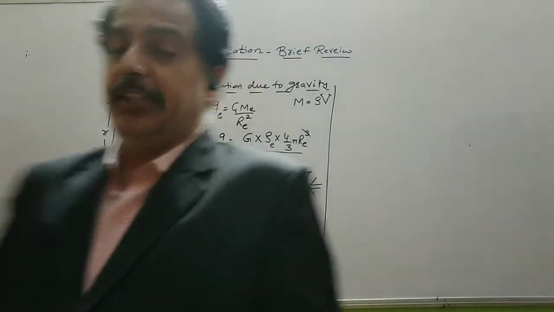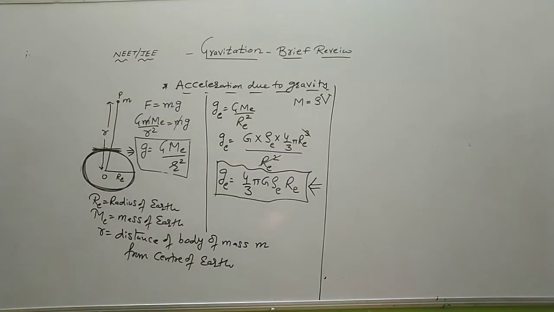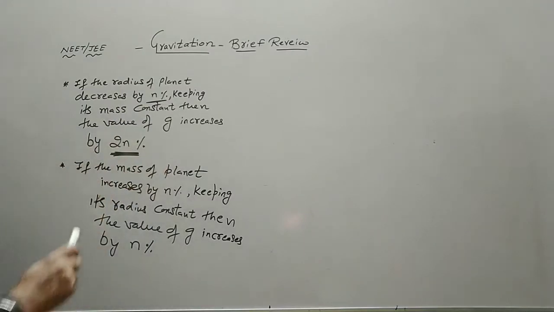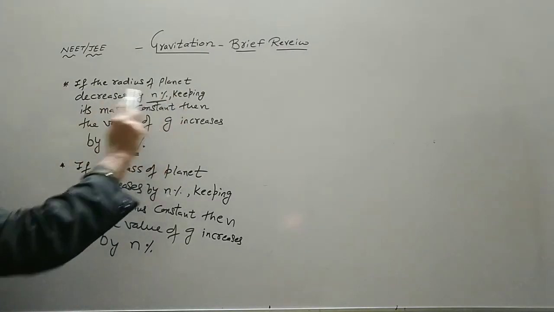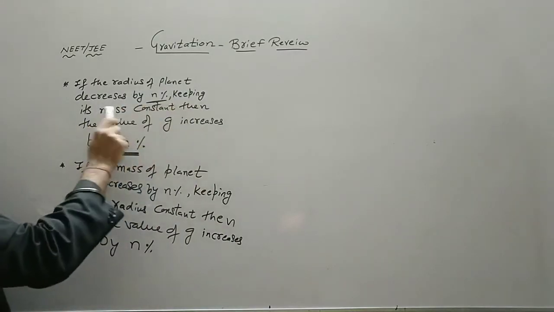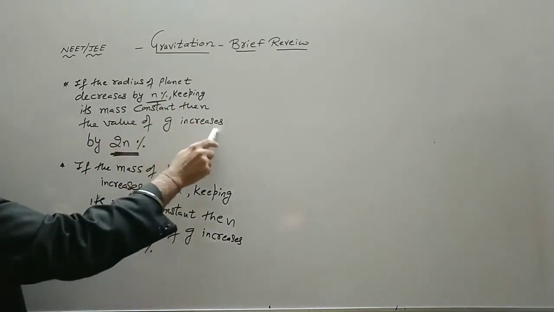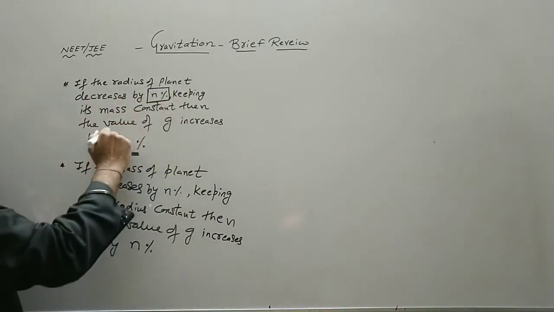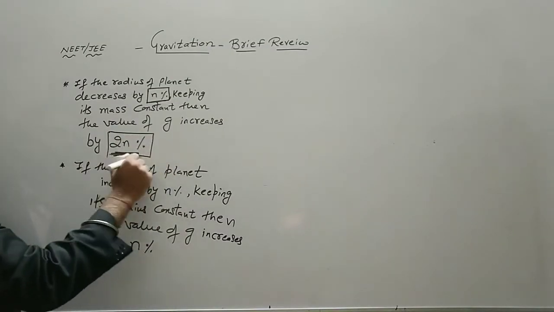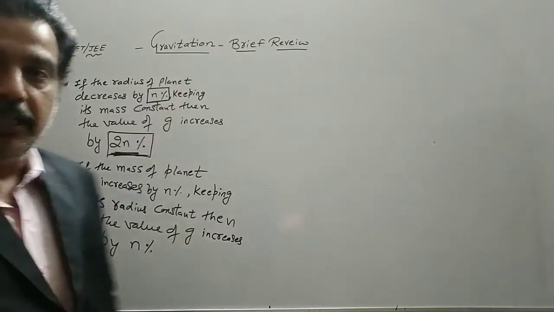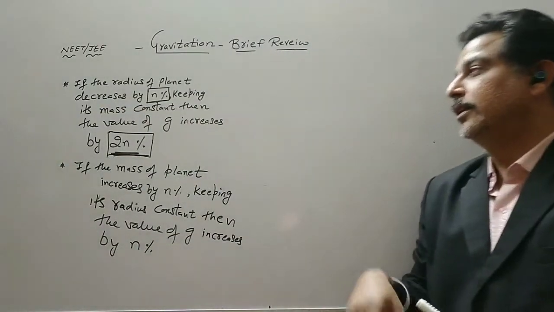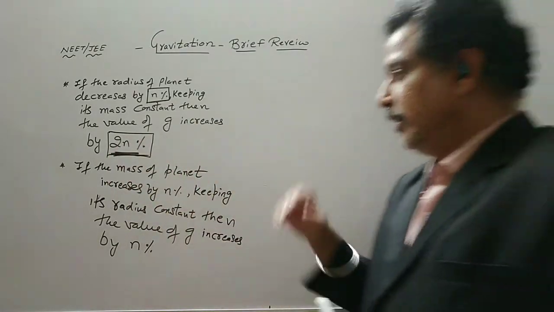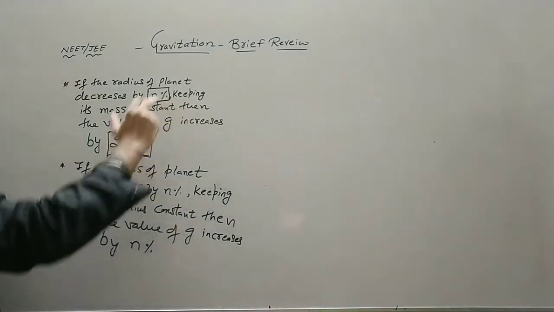Now let us see the variation in the value of g, small g. If the radius of planet decreases by n%, keeping its mass constant, then the value of g increases by 2n%. So if the radius of the planet shrinks by 2%, then the value of g will increase by 4%. Now this is the shortcut you can remember.